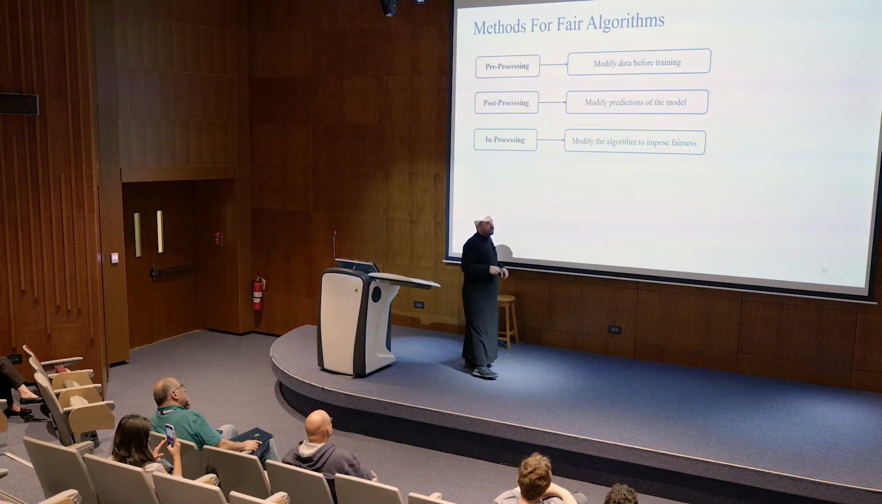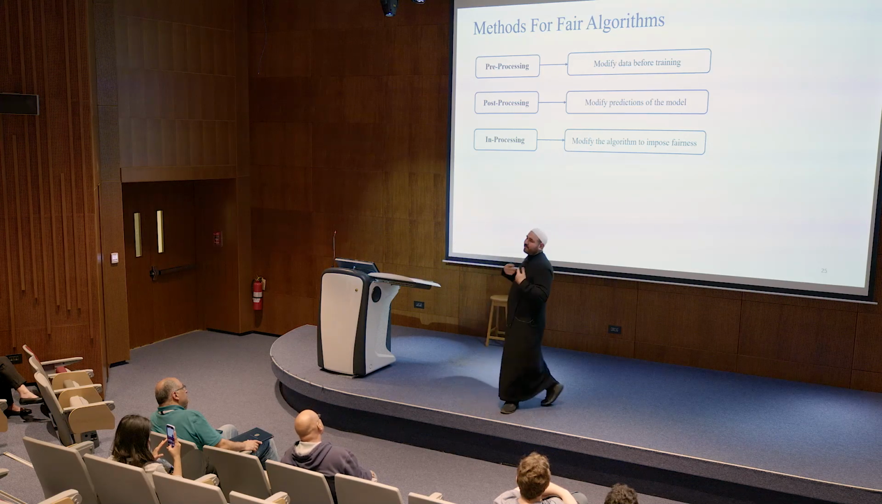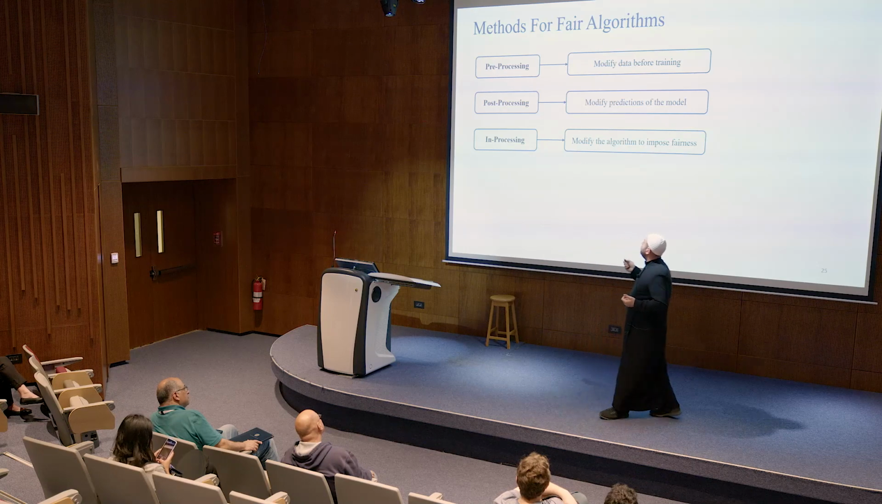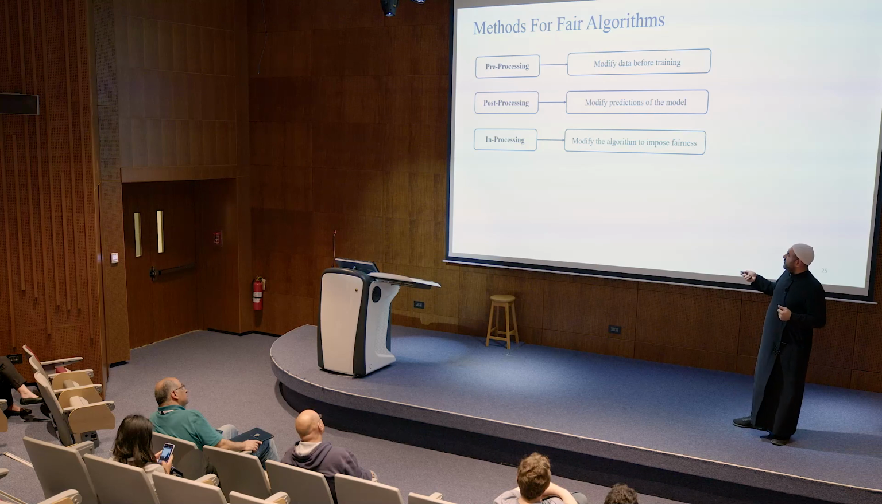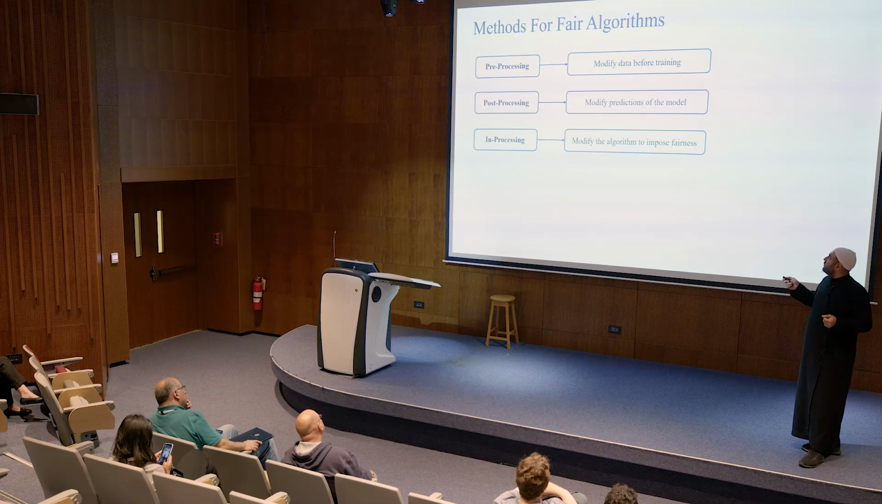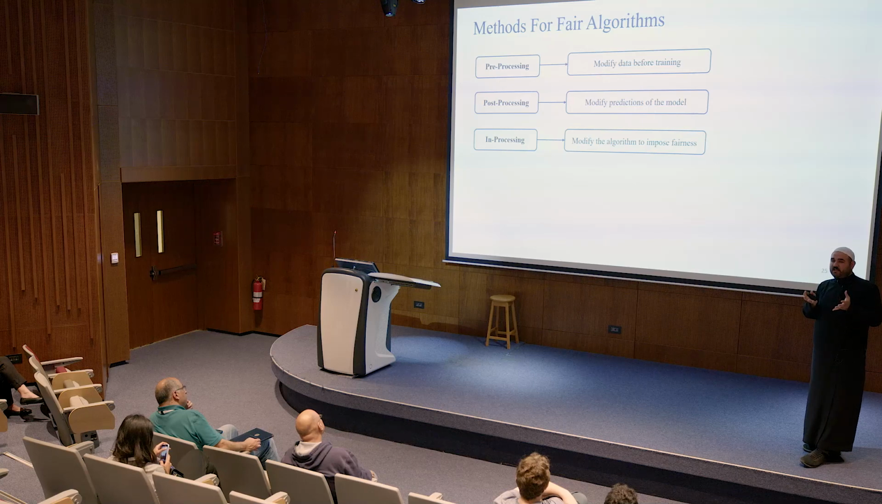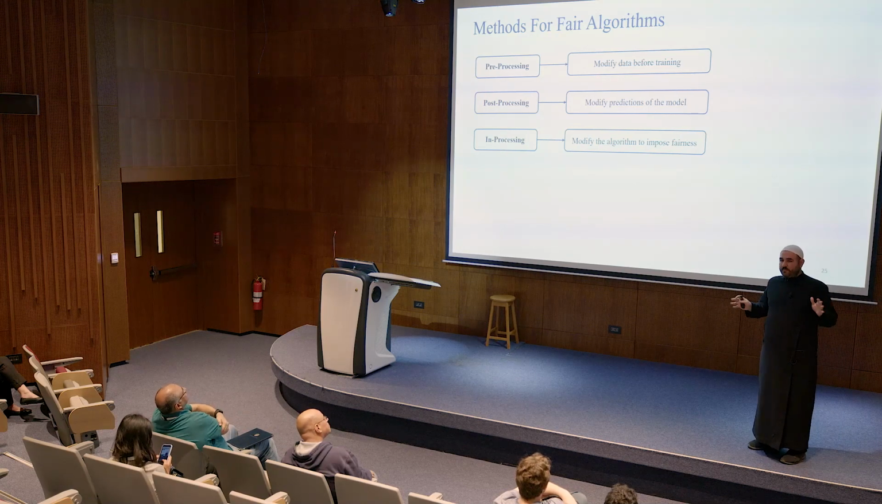How to train models fairly? In literature, there are 3 types of models or mechanisms or methods that allow us to train machine learning fairly: pre-processing methods, post-processing methods, and in-processing methods. What pre-processing methods do is try to modify the data. They change the data a bit so that once it's trained, it's fair.